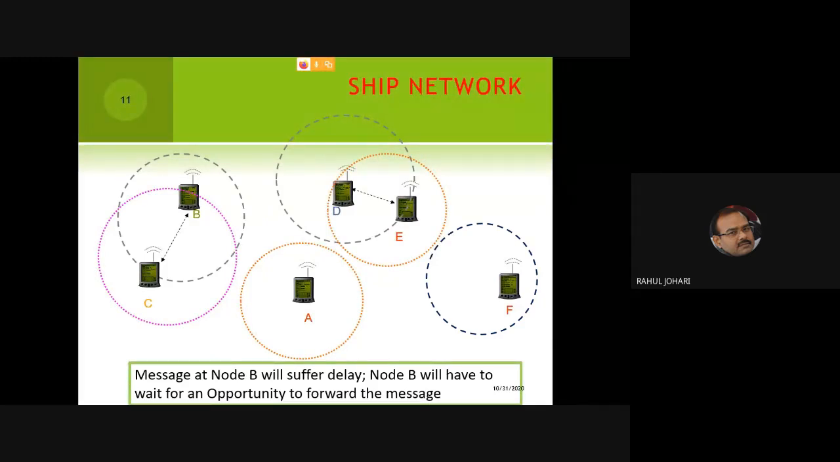What we call the SCAF concept: store, carry, and forward. So node B will store the message. Then it will carry the message if it moves around. But in this case, it is not moving around, so it is waiting for some opportunity to come. Any other node that comes into its close vicinity, it will just forward the message to it. So we say store, carry, and forward. We are storing the message and carrying it.